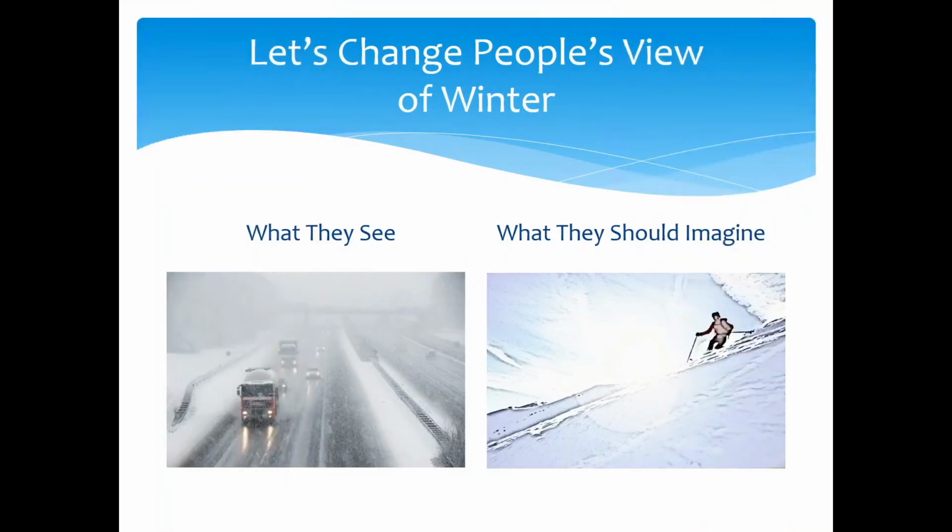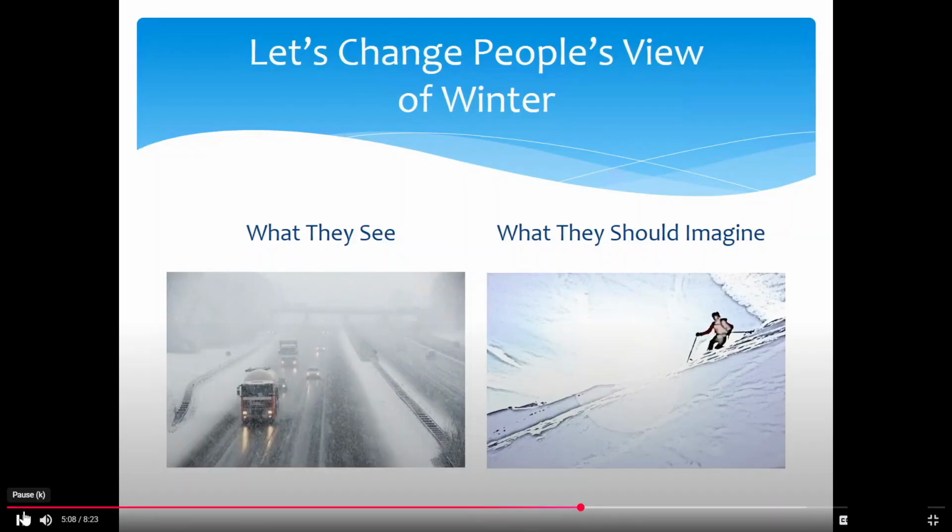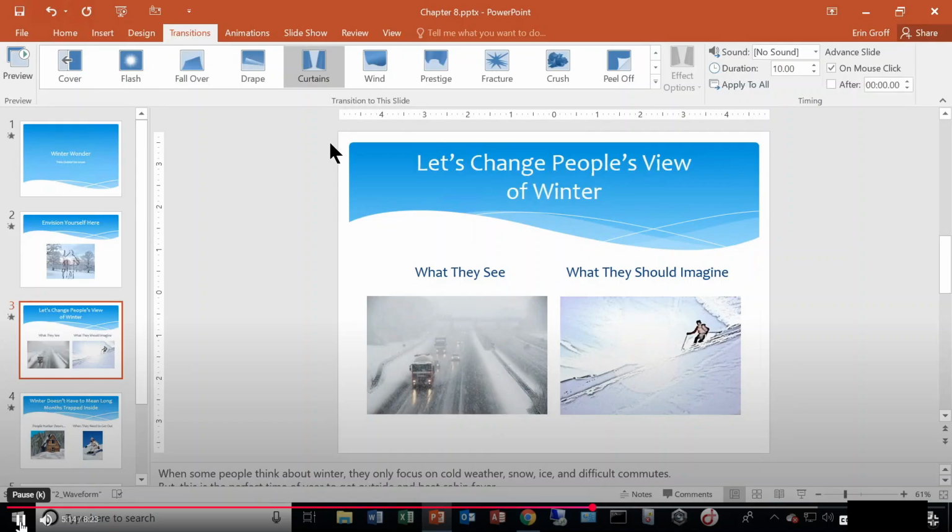You're not just clicking through stagnant slides one by one by one. It makes it a little more visually appealing for your audience. Now, again, like I said, you can have a different transition for every single one of your slides if you want to. Now, in your timing group as well, you have your advanced slide section.